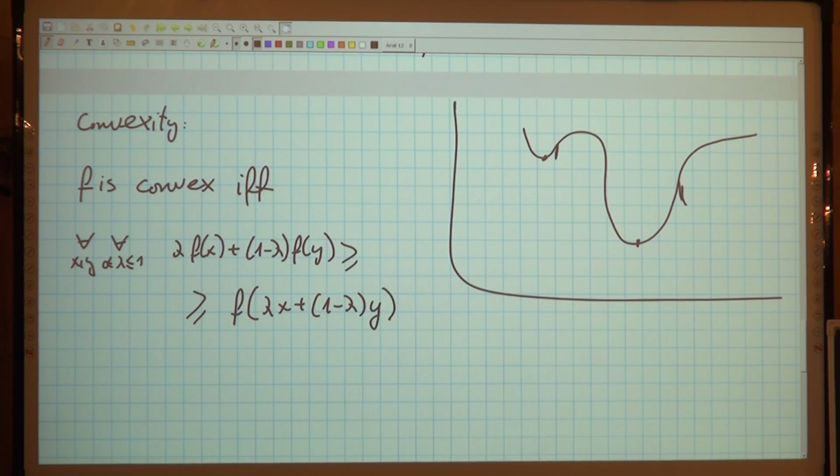Okay, so pictorially, what I want to have is that, if this is y and this is x, then the line that I get by just interpolating between the endpoint values is always upper bounding the line I get by actually exploring the function between these points. Okay, and this should hold for any x and y.